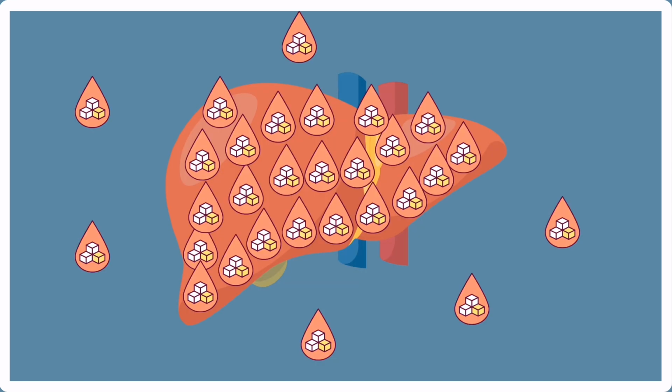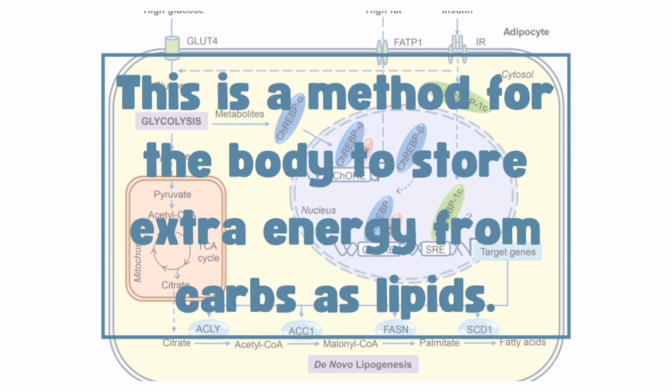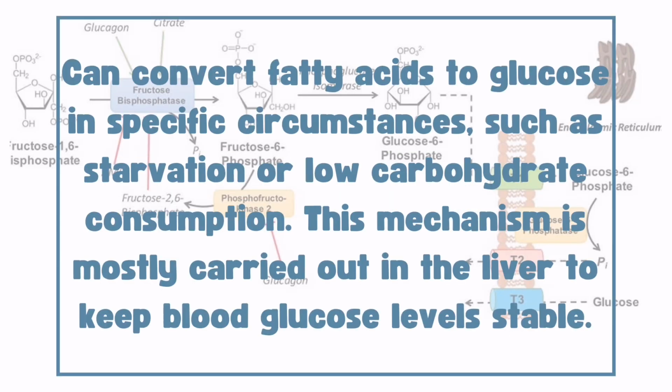In terms of glucose and fatty acid interconversion, excess glucose in the liver can be turned into fatty acids by a process called de novo lipogenesis. This is a method for the body to store extra energy from carbs as lipids, whereas gluconeogenesis can convert fatty acids to glucose in specific circumstances, such as starvation or low carbohydrate consumption. This mechanism is mostly carried out in the liver to keep blood glucose levels stable.